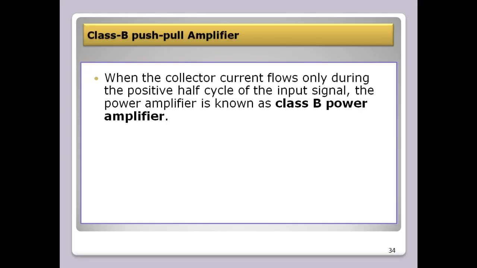So here, when the collector current flows only during the positive half cycle of the input signal, the power amplifier is known as a class B power amplifier. As we discussed during the classification of power amplifiers, class A operates for the entire cycle, that is a 360-degree operation, and class B is only 180 degrees of operation, which operates only for the positive half cycle of the input signal.